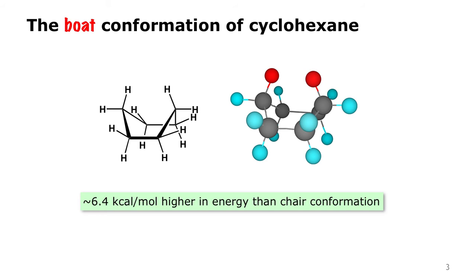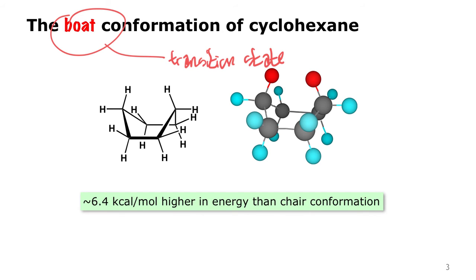You could build this with your model kit. And it has a name. It's known as the boat conformation. But this is actually not a stable conformation. This is a transition state that the molecule is going to pass through. So the boat conformation is a transition state in that there can be an additional change in shape that can relieve some of the strain that's present in this structure.